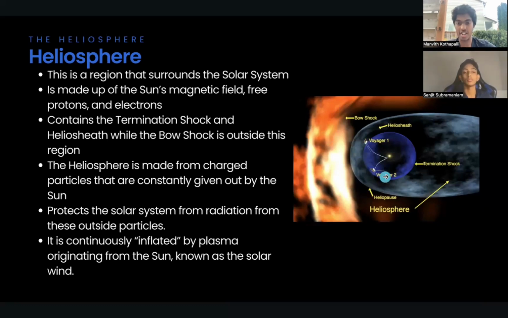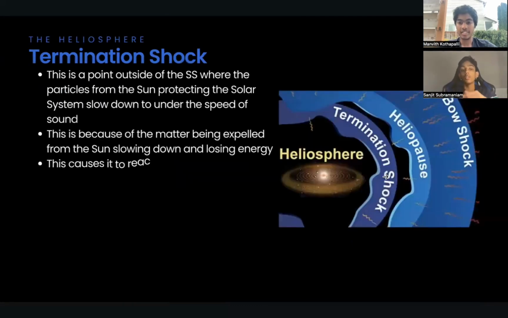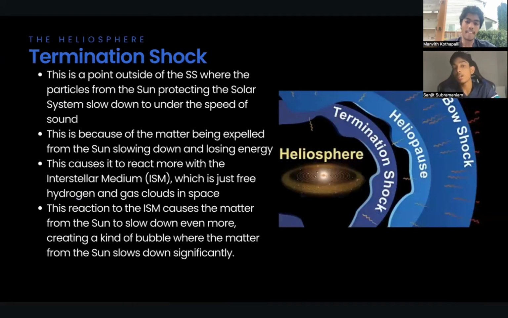So Sanjay will be talking about the termination shock next. The termination shock is the point outside of the solar system where the particles from the sun protecting the solar system slow down to under the speed of sound. This is because of matter being expelled from the sun, slowing down and losing energy, which causes it to react more with the interstellar medium, which is basically just free hydrogen and gas clouds in space.